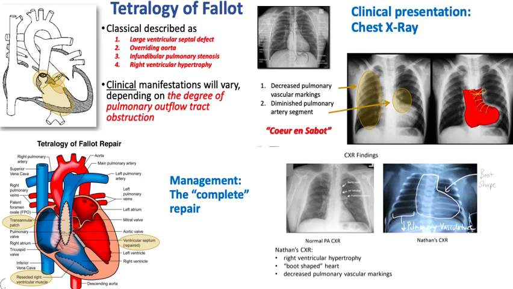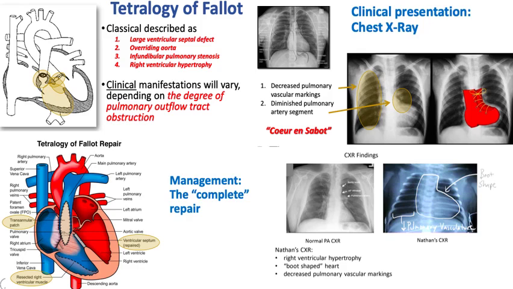So all this is about the tetralogy of Fallot, where the 4 important features are the ventricular septal defect, overriding of the aorta, because there is right to left shunt because of the presence of the ventricular septal defect, and infundibular pulmonary stenosis. Because of this feature also, the blood is pumped onto the left side, because there is no proper flow of blood into the pulmonary trunk because of the infundibular pulmonary stenosis.